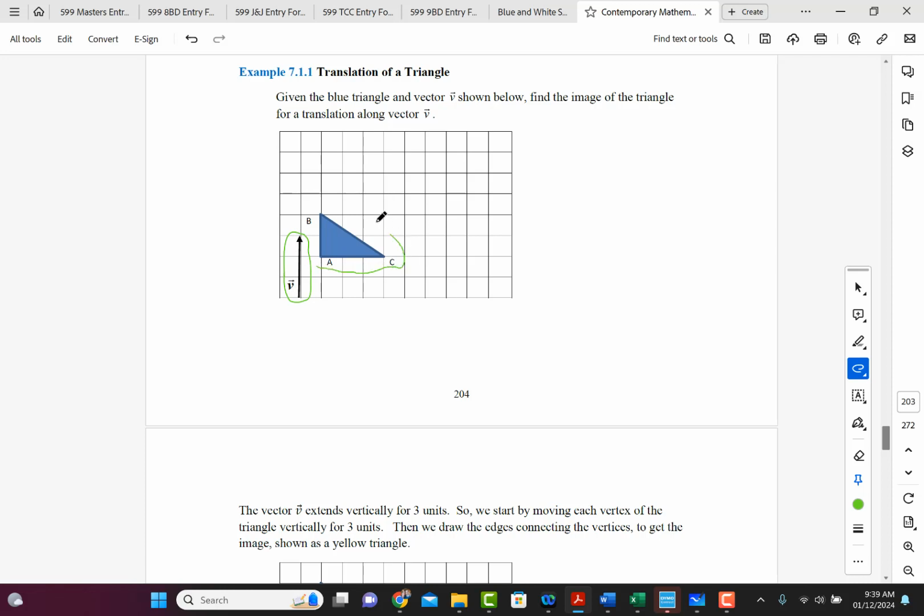So the blue triangle, BAC. We're going to move it how many units? We're going to basically move it 3 units up. So that means B is going to move here. A is going to move where B was, and C is going to move here.